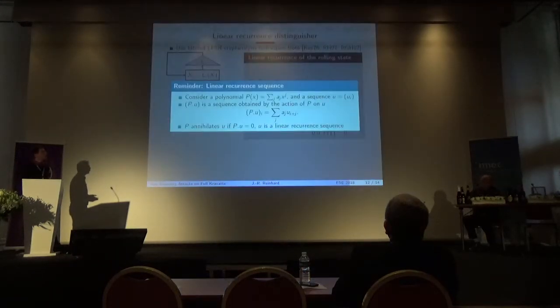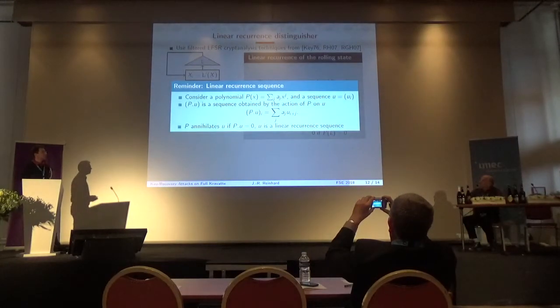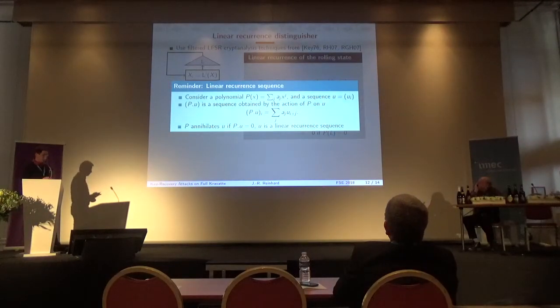And in fact, the sequence of values taken by the rolling state is a linear recurrence sequence. So, a quick reminder: if you consider a polynomial P and a sequence U, you can form a sequence P.U whose ith term is the linear combination of terms of U starting from Ui, and the linear combination is given by the coefficients of P. And so we say that the polynomial P annihilates the sequence U if P.U is identically 0, if every term is 0. And if such a polynomial exists, U is called a linear recurrence sequence.